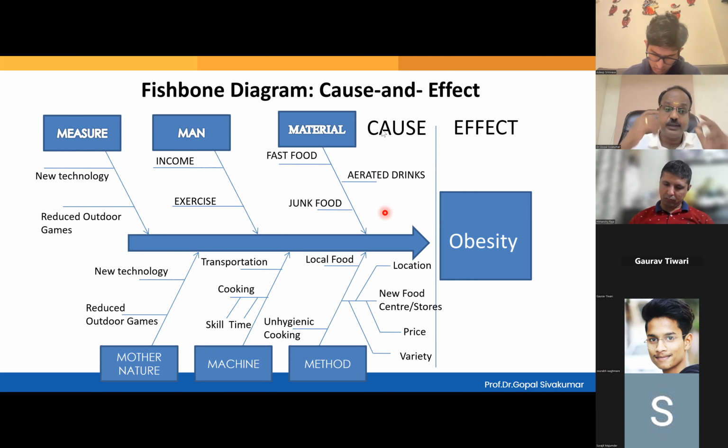Sometimes the process owner might be an operator. Don't think that the operator should not be invited for the brainstorming. You invite them because he is the process owner. Process owner means the one who is actually responsible for the process. His input is very, very valuable for you. Agreed? Yes, sir. The patient's input is very important. Same manner. All right. So we have drawn the fishbone diagram.